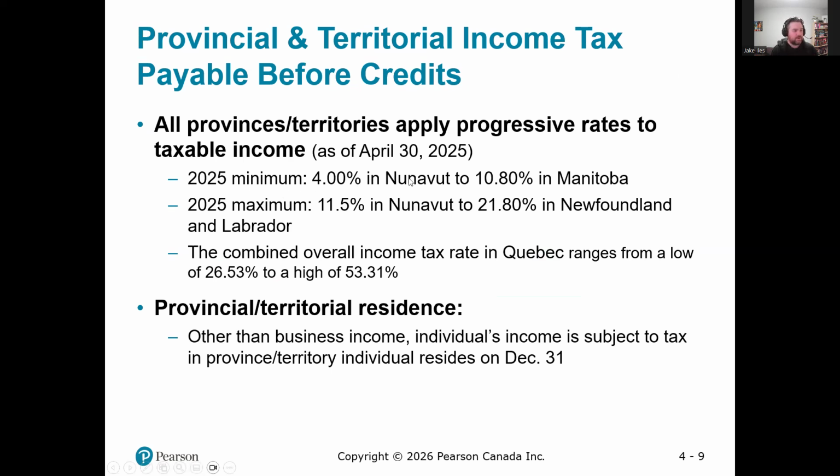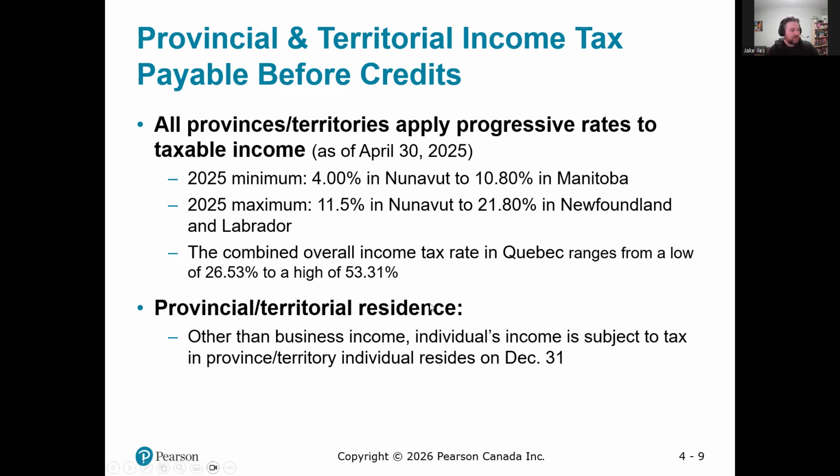The minimum is 4% in Nunavut. The maximum tax bracket in Nunavut is 11.5%, but Newfoundland is 21.8%. The lowest tax bracket in Ontario is 5.05%. Their brackets also differ slightly, but for the purposes of this course, we'll keep those income levels consistent between federal and provincial brackets, so you can just apply them evenly, I guess you'd say.